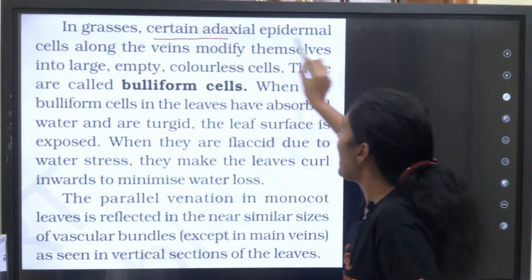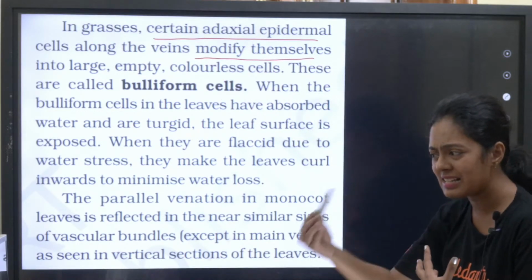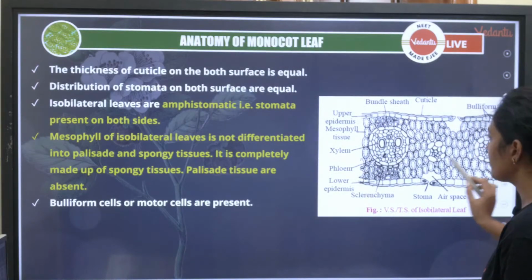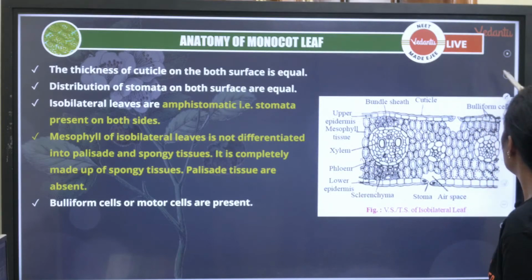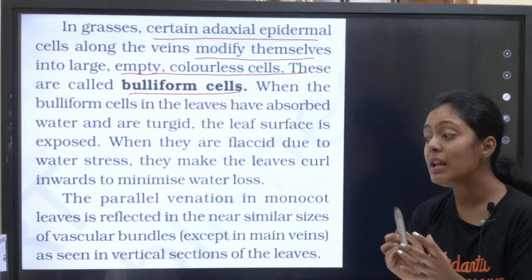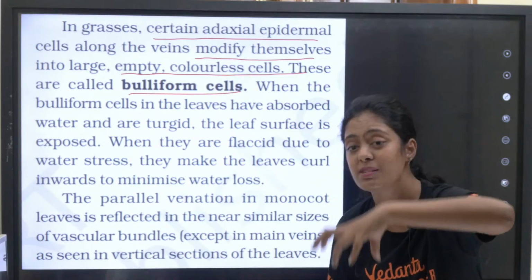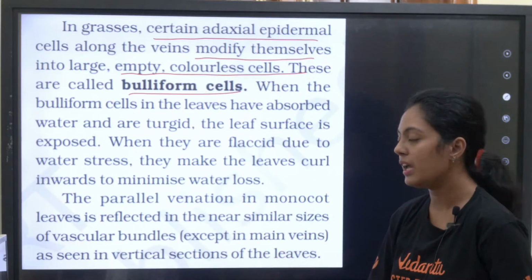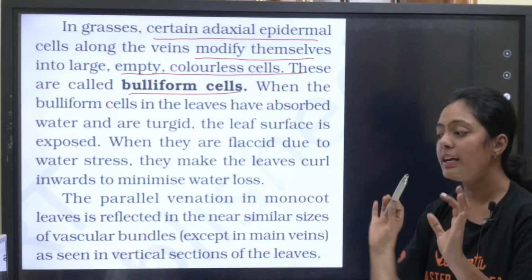In grasses, adaxial epidermis cell along with veins. I will tell you what is adaxial, what is abaxial. Okay, so you can see the picture here. இதுதான் உங்களோட monocot leaf. Okay, yes. So you have empty cells called bulliform cells. Presence of bulliform cell is a characteristic of monocots. Okay, so what is it? They are large empty colorless cells that are present.